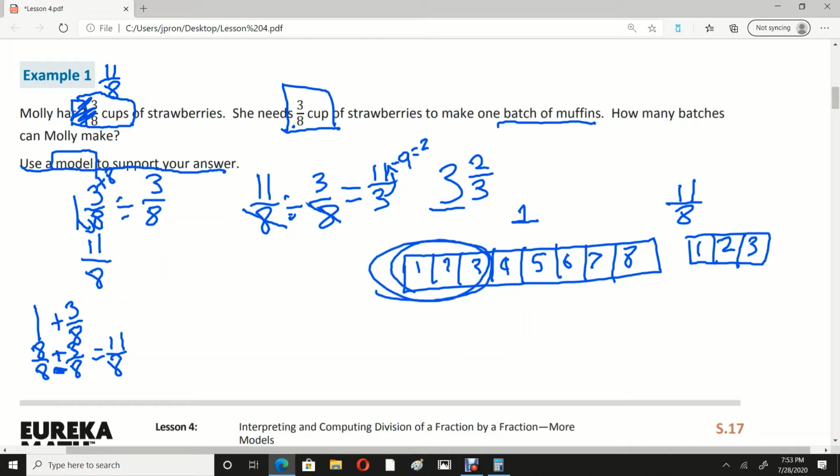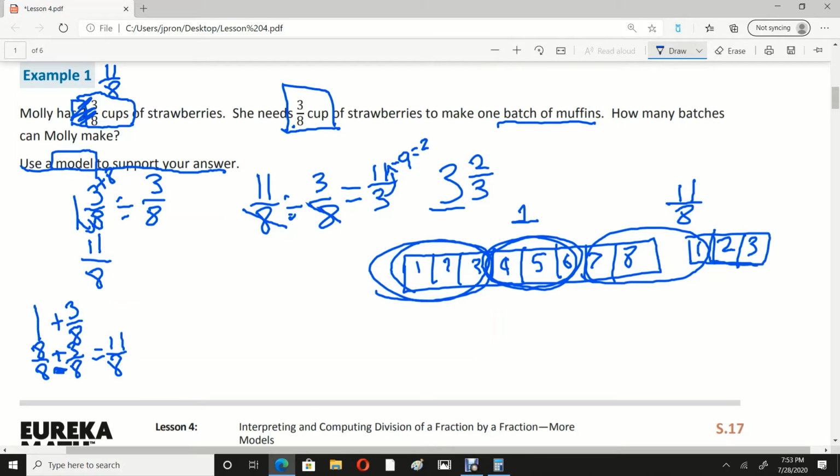We have one group of 3/8 right here, another 3/8 right there. We're going to swing and we're going to collect another one of these eighths right over here. And that's going to leave us with 2 left over, right? Because there's not a third eighth to add into this. So this is what's remainder.